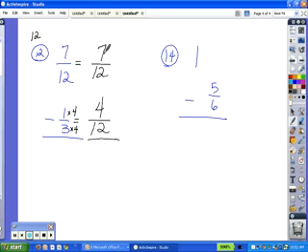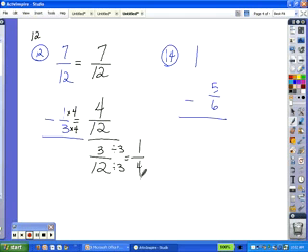Again, we subtract numerators only. 7 minus 4 is 3. So it's 3 twelfths. Then we ask, is 3 twelfths improper? Which it's not. And can it be reduced? So we see, is there any number that can go into both 3 and 12 evenly? Since 3 can go into both 3 and 12, we do have to reduce it to 1/4, which is in simplest form.